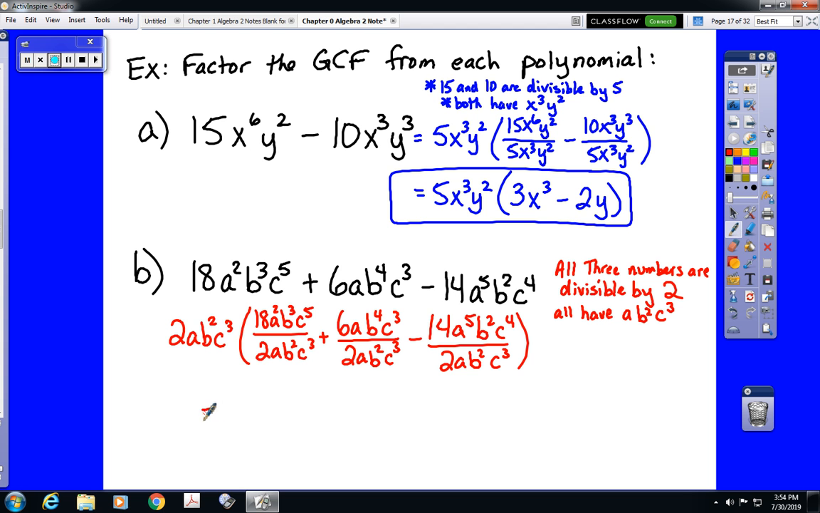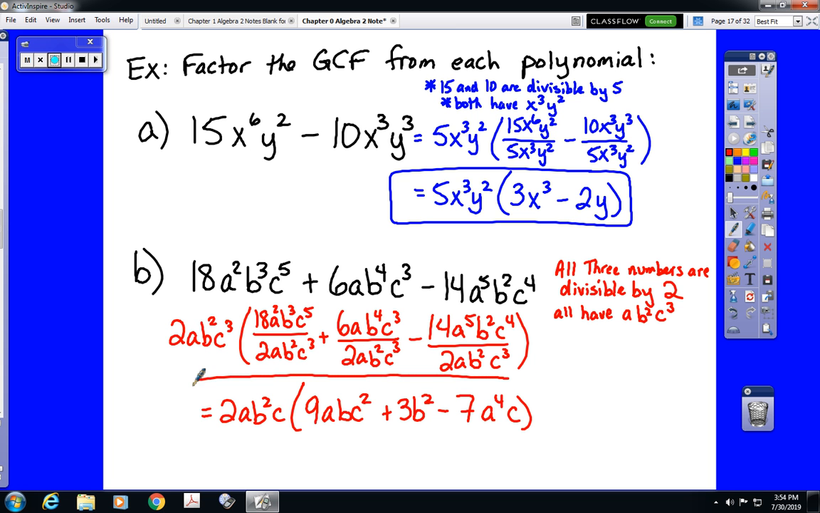which will give us 2ab squared c times 9abc squared plus 3b squared minus 7a to the 4th c. And that is how we factor out the GCF.